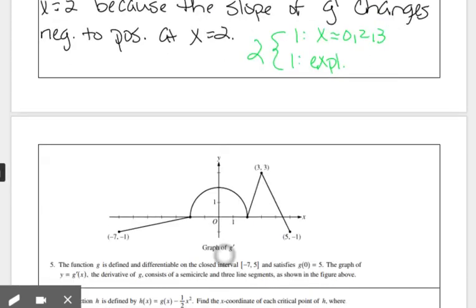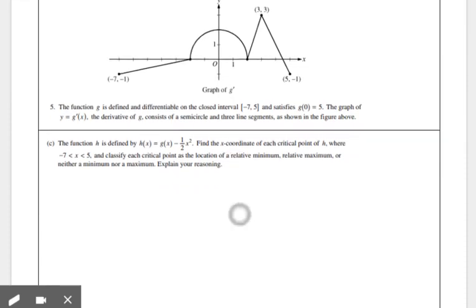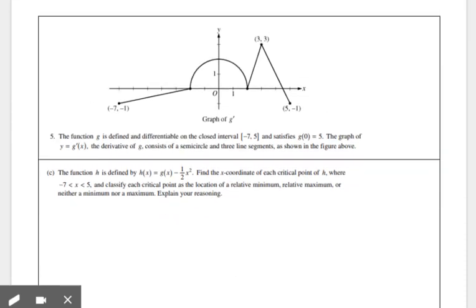All right, and on to part C. This part is a little tricky, so you're going to have to bear with me. So the function h is defined by g of x minus 1 half x squared. Find the x coordinate of each critical point and classify it as either a relative min, relative max, or neither.